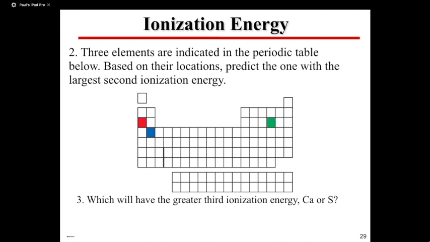All right, which one would have the greater third ionization energy? Calcium or sulfur? Calcium, why? Yes, once you take away 2, it's the perfect arrangement. To take the third, you have to take a core electron. That costs us a lot of energy.